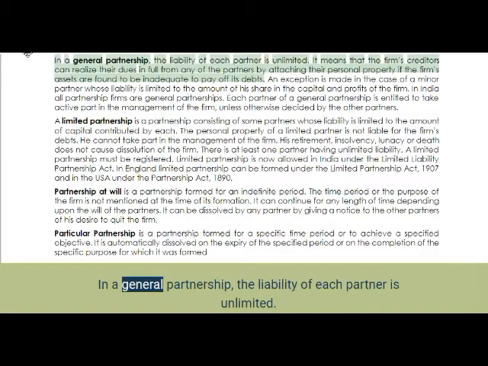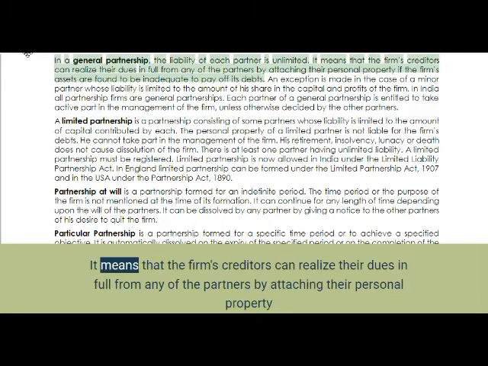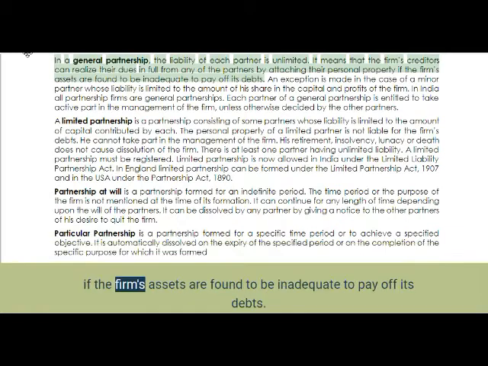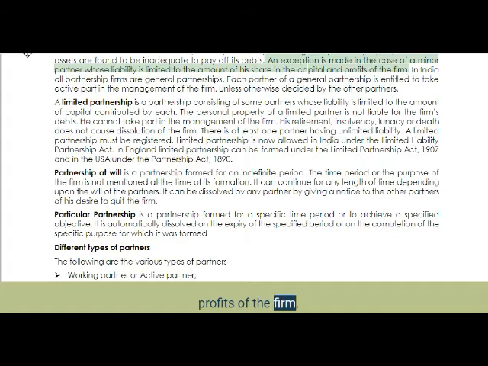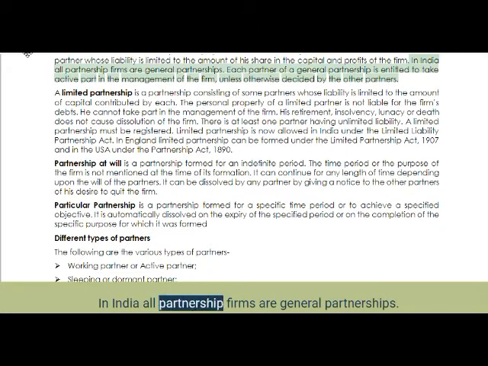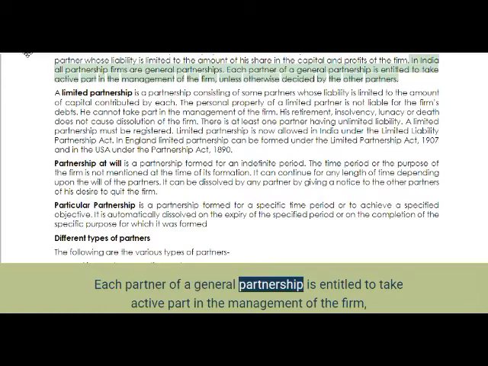In a general partnership, the liability of each partner is unlimited. It means that the firm's creditors can realize their dues in full from any of the partners by attaching their personal property if the firm's assets are found to be inadequate to pay off its debts. An exception is made in the case of a minor partner whose liability is limited to the amount of his share in the capital and profits of the firm. In India, all partnership firms are general partnerships.